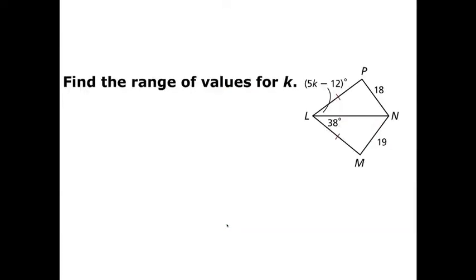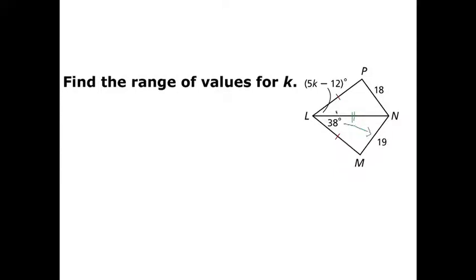Here I want to know the range of values for K. Now this one gets a little complex, so you're going to want to pay close attention to the calculations we do here. First, you can see that there are two congruent sides, side LP and side LM. And then like before, we have a shared side, side LN. So I've got two sets of sides in the top triangle congruent to two sets of sides in the bottom triangle. So what I do is I want to talk about these two angles. Well, if I look across from the 38, I see a 19.